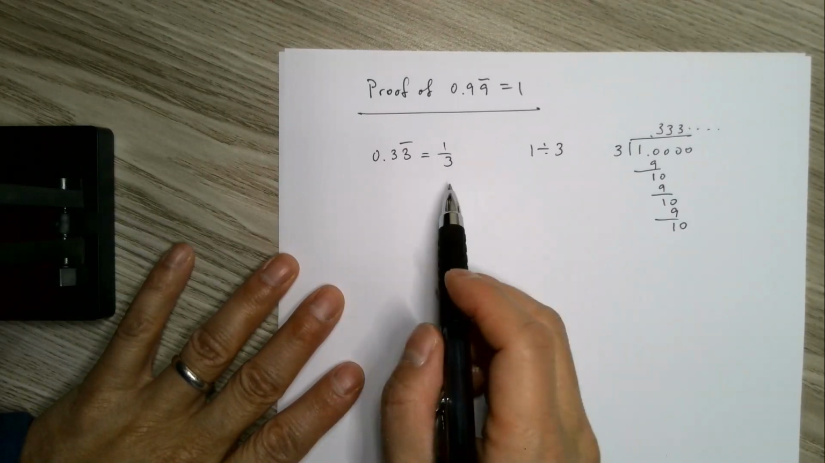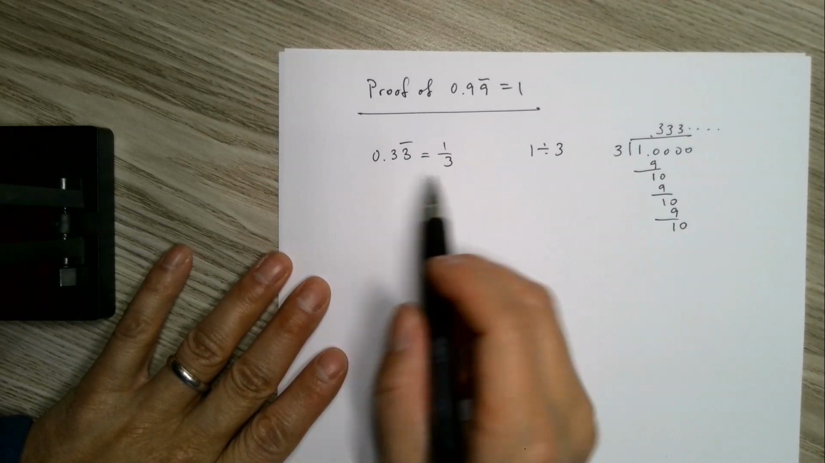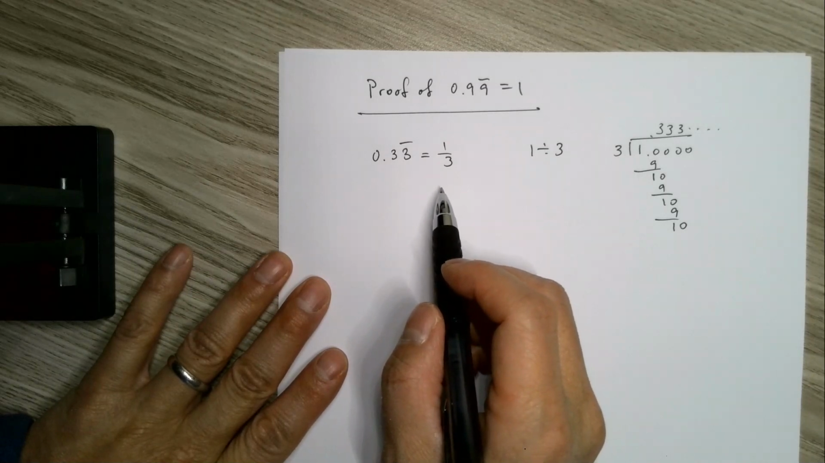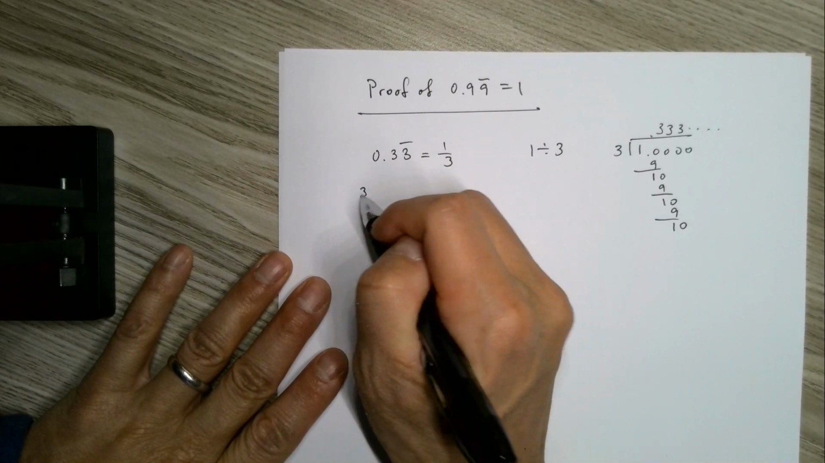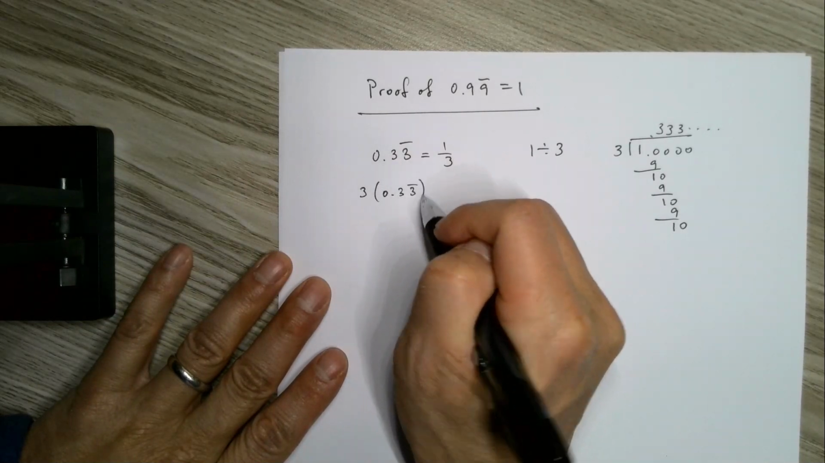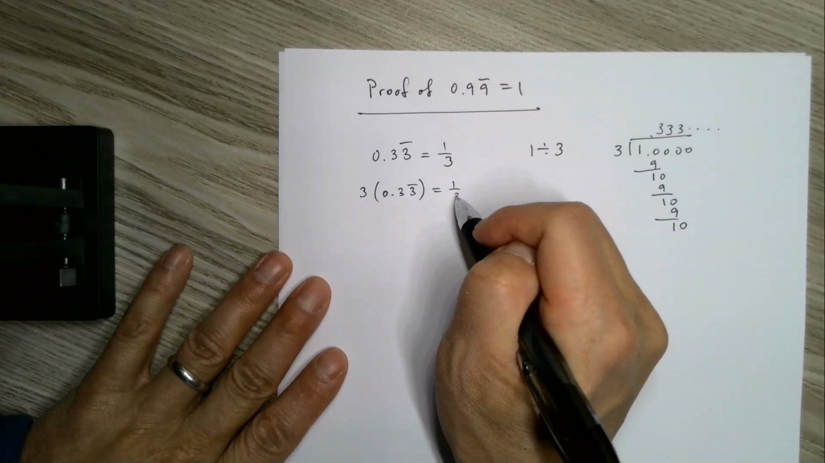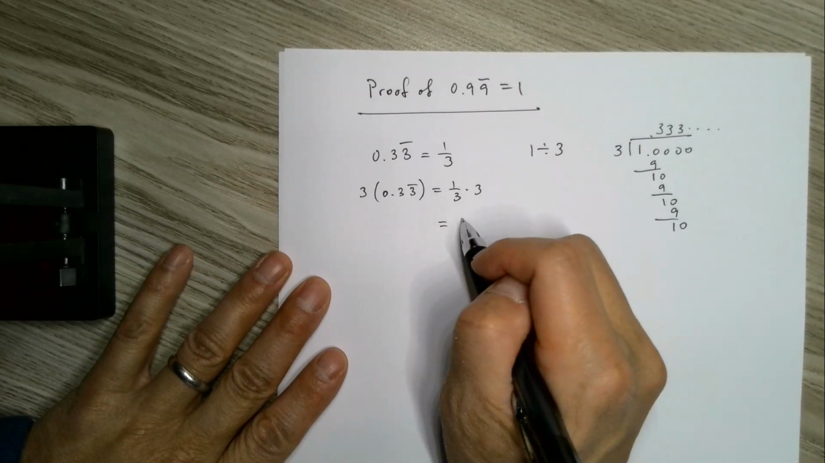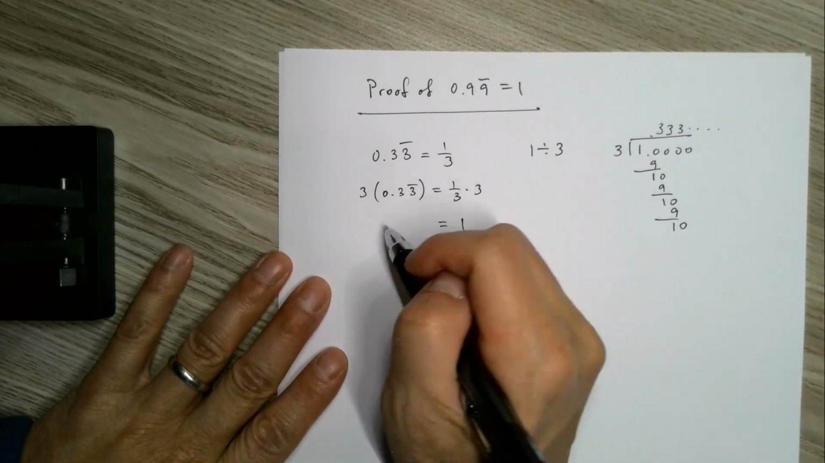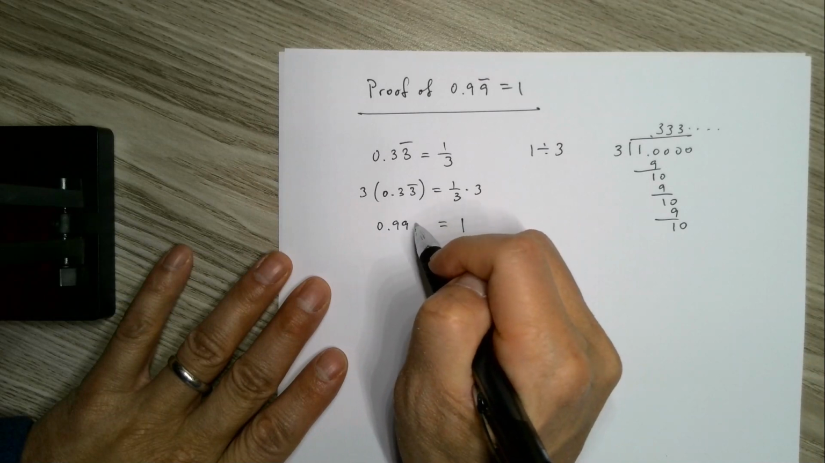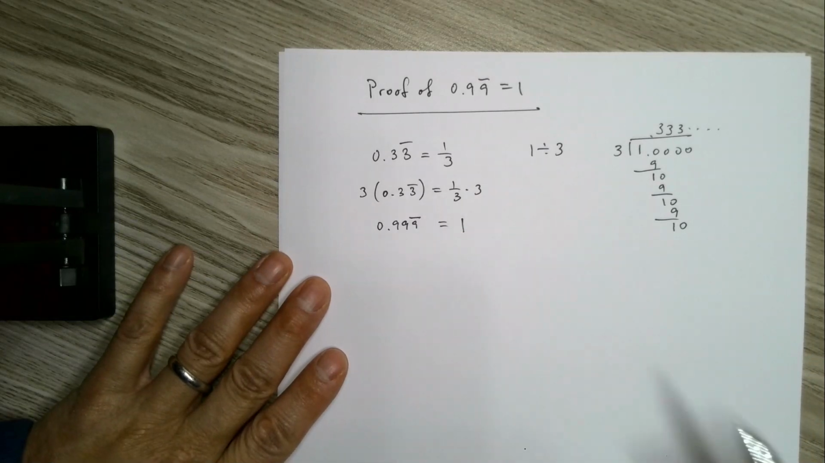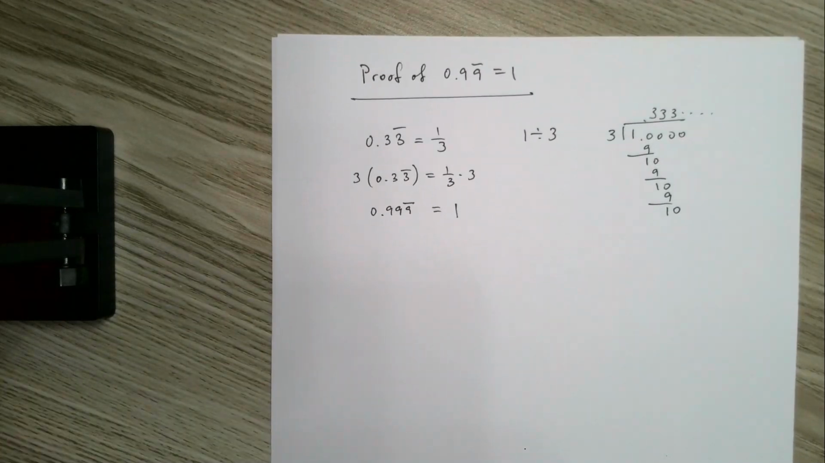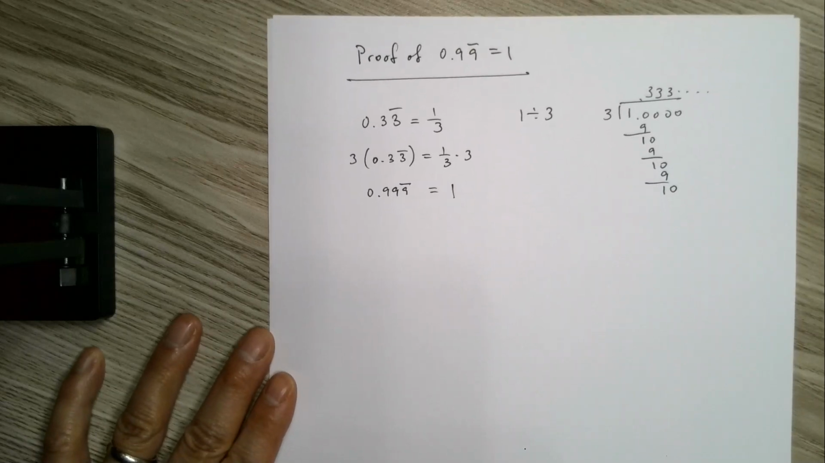So I'm going to take this equation and OPE, or that's my way of saying I'm going to do the same thing to both sides. I'm going to multiply both sides by 3. So 3 times 0.33 repeating equals 1/3 times 3. Now the right side, 3 times 1/3 is 1, and the left side will be 0.9 repeating. And there you have it, 0.9 repeating is 1. Okay, that may satisfy some of you, but others may not be satisfied. So I have this other way.